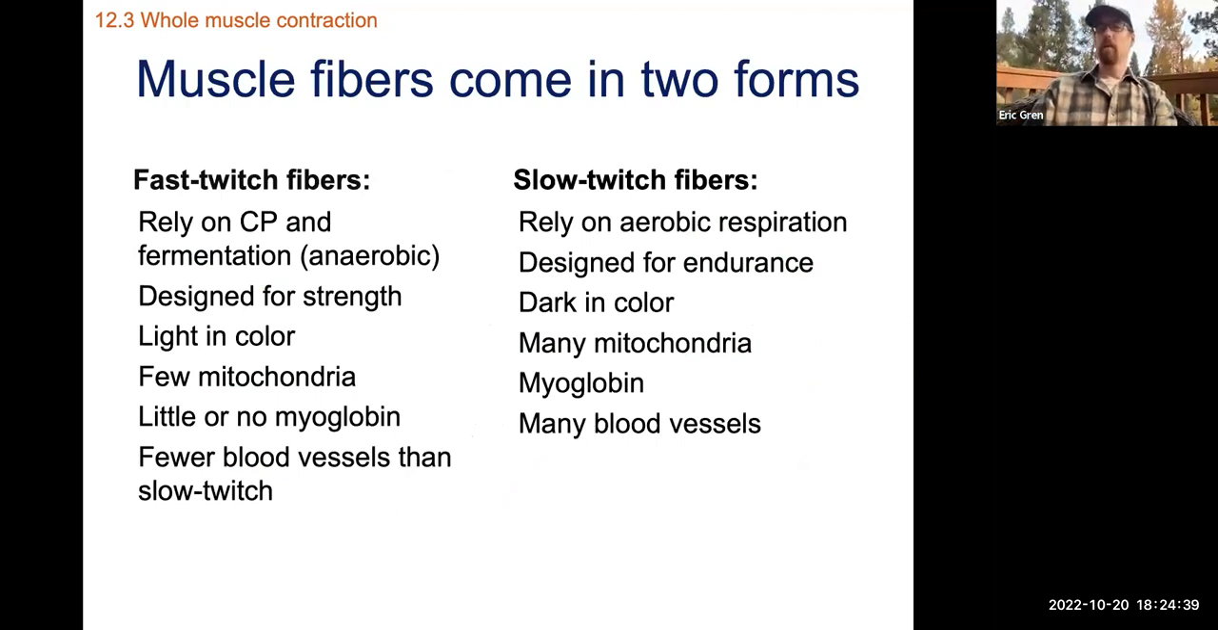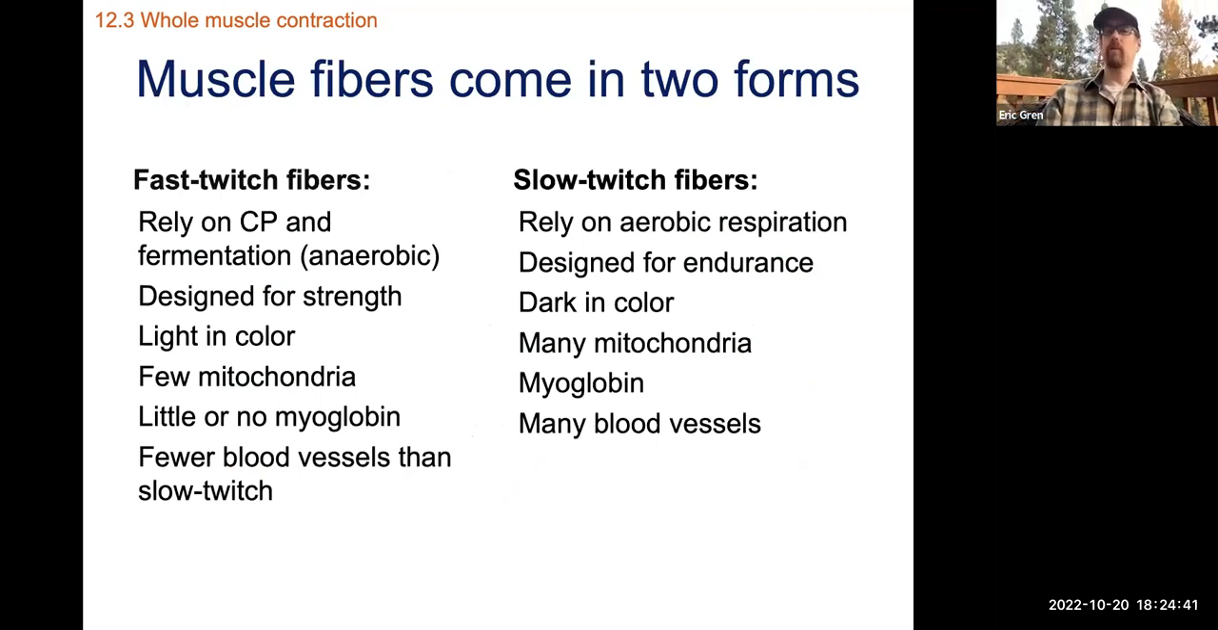All right, in terms of our muscle tissue, there are actually three different types of muscle fibers. We're going to talk about two of them here. You've got fast twitch muscle fibers, and you've got slow twitch muscle fibers. They have different functions, right? You have different uses for those two types of muscle fibers.